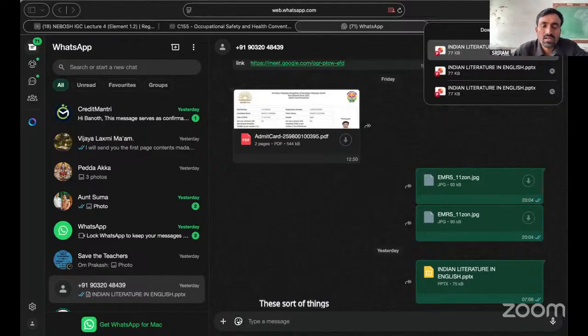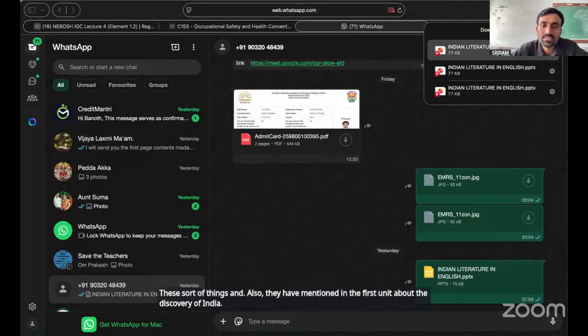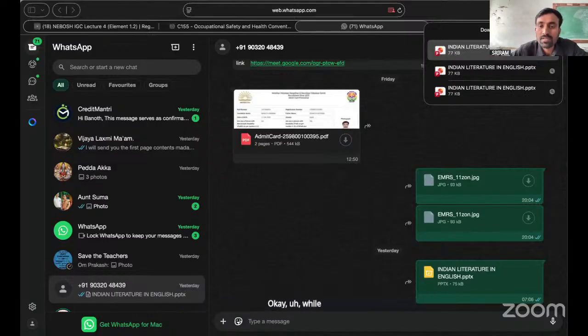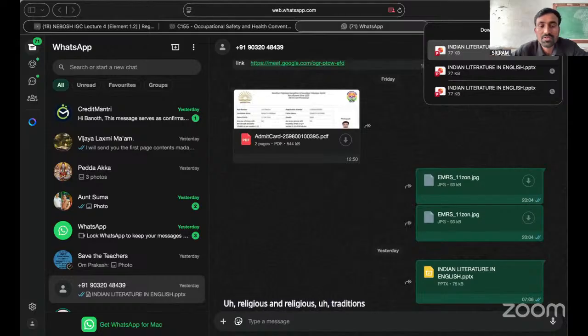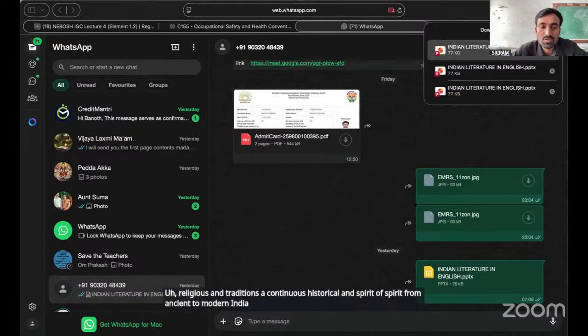And also, they have mentioned in the first unit The Discovery of India. It was written by Jawaharlal Nehru in 1946, while he was in prison during the Indian freedom struggle. He has explained Indianness: unity in diversity, a civilization shaped by many cultures, religions and traditions, a continuous historical spirit from ancient to modern India, and values of tolerance, coexistence, and secularism.